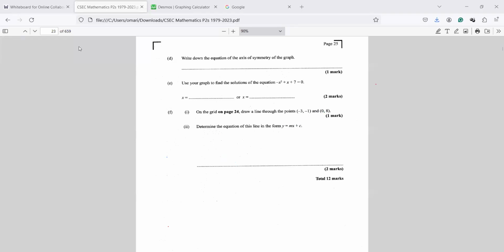All right, so we're going to scroll down to the 2022 paper. Let me tell you, she said it's question 8C for 2022.